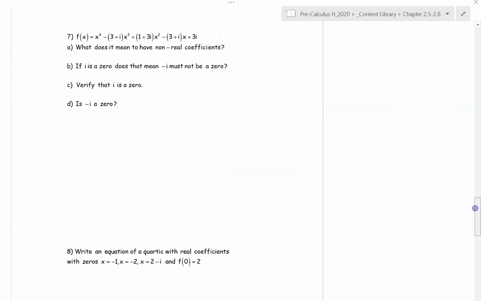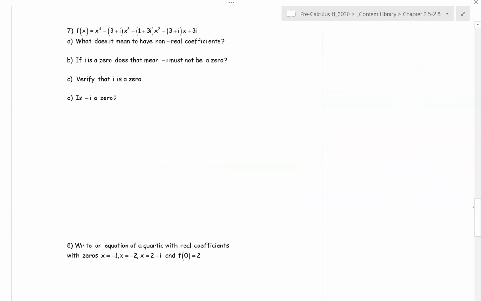Let's take a look at number 7. So what does it mean to have non-real coefficients? Go ahead and pause the video and see if you can answer the questions A, B, C, and D. Go ahead and investigate, and then turn the video on after you've done that.